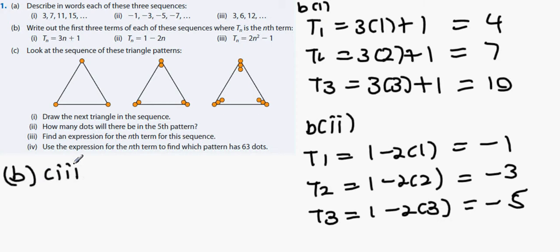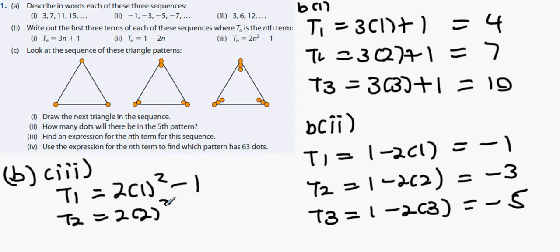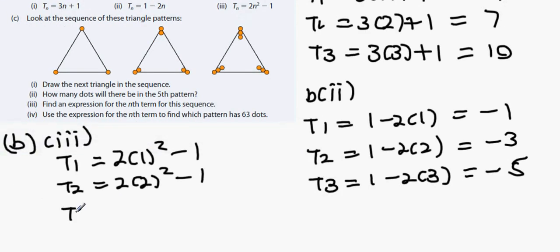We have to replace n with 1, so then we have T1 equals 2 times 1 squared minus 1. T2 is 2 times 2 squared minus 1. And T3 is 2 times 3 squared minus 1. First one's going to be number 1. Second one's going to be 2 times 8 minus 1, which is 7. And the third one's going to be 2 times 9, 18 minus 1, which is 17.